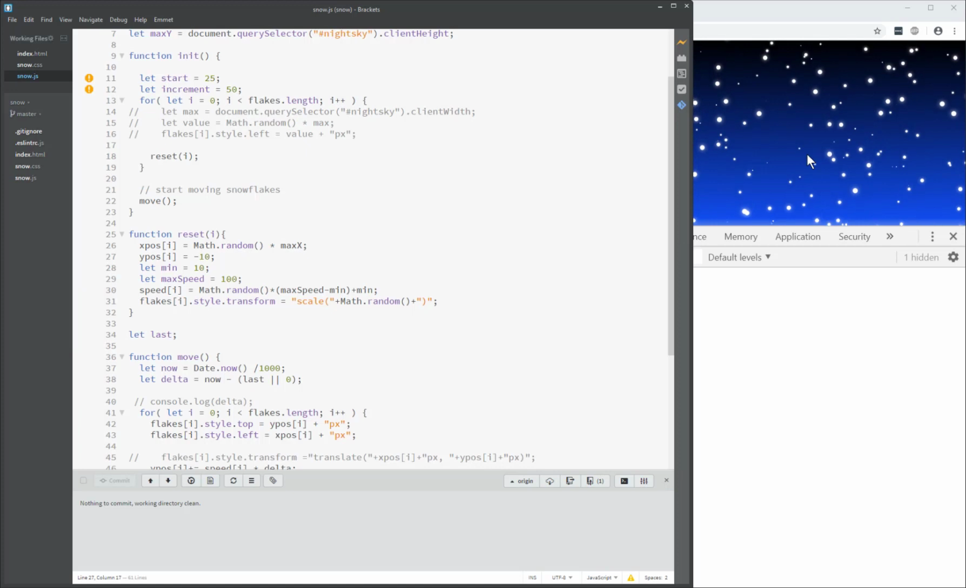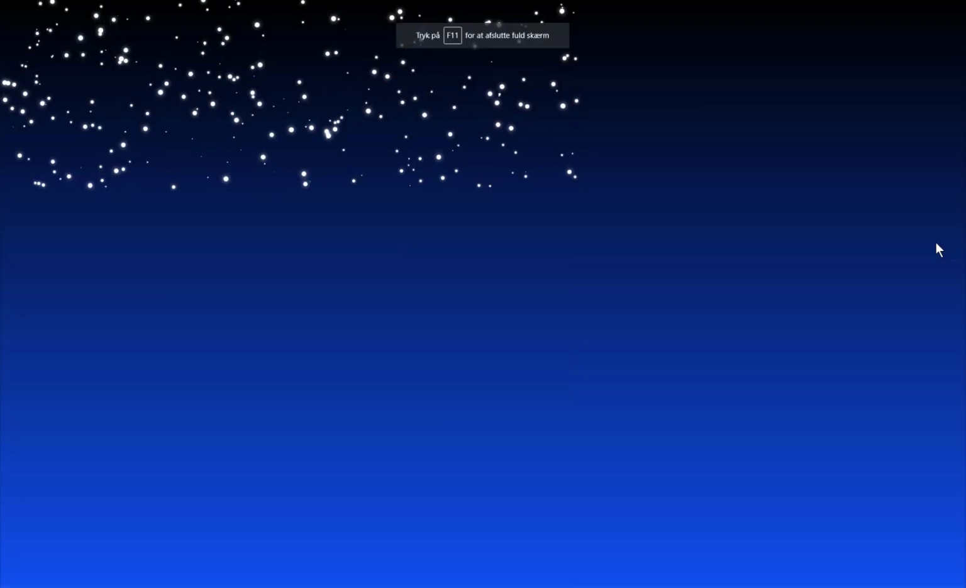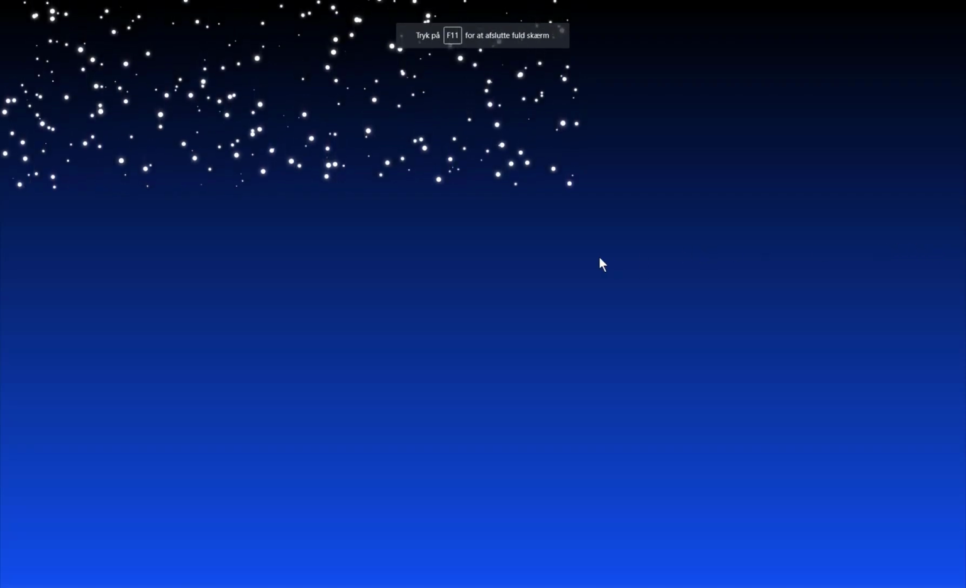Let's just take a look at full screen, how it looks. Oh, there is a problem with the responsiveness when I change the size of the screen. Well, I'll look into that tomorrow. See you then. Let it snow.